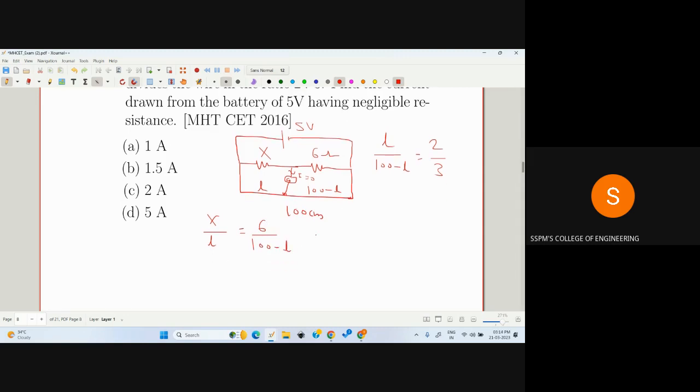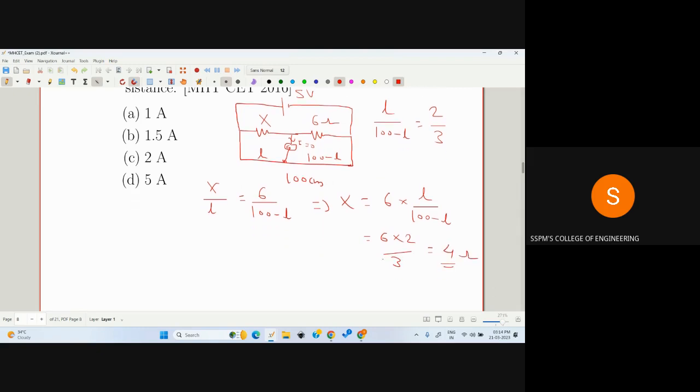Or X is equal to 6 into L upon 100 minus L. But L upon 100 minus L is 2 upon 3. It will be 6 into 2 divided by 3. So 3 2s are 6. So X is 4 ohm. What is X? X is 4 ohm.